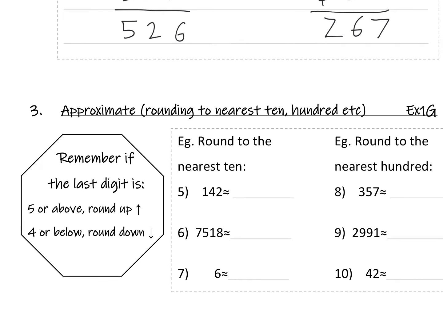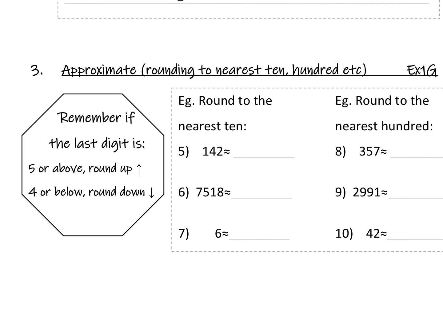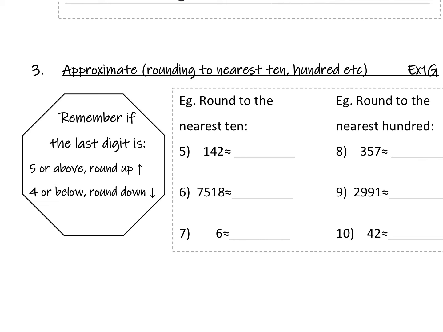Well, when we're rounding numbers, you need to remember if the last digit is 5 or above, we round up, and if it's 4 or below, we round down, or the number stays as it is. So pause the video and have a go at examples 5 to 10. In examples 5, 6, and 7, we're going to round to the nearest 10.